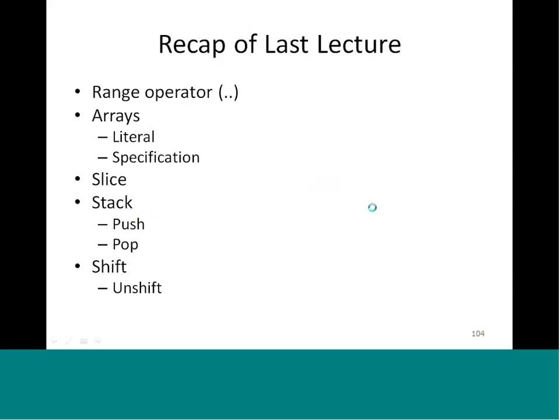In the last lecture we first started talking about the range operator. I hope you remember the range operator, which is the two dots, which represents a range of numbers. It has two contexts that we talked about: the array context and the scalar context, and we understood the difference between those two. In the scalar context it also has the boolean nature, so it returns a true or false value.